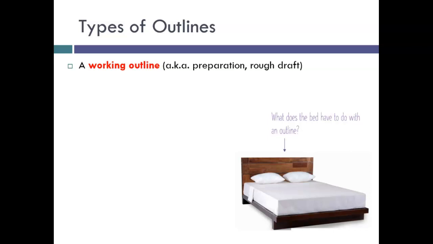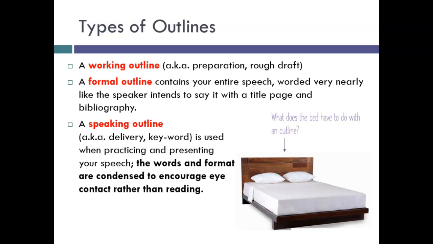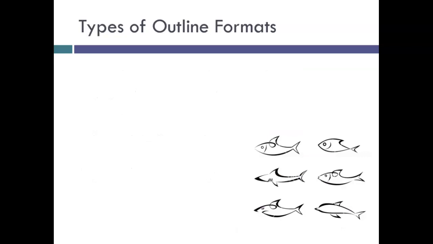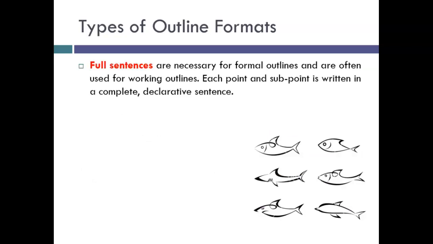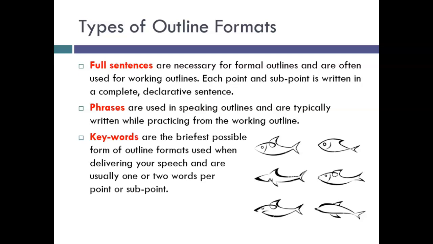You have a working outline, which is your rough draft. You have a formal outline, which contains entire lines of your speech in there. You literally can read your speech off of that outline. And you have a speaking outline, which is using keywords. It would use key phrases, things that actually will help you to just remember what you're going to do. So for example, here you can have those full sentences, or you can have phrases, or you can have just those key words.